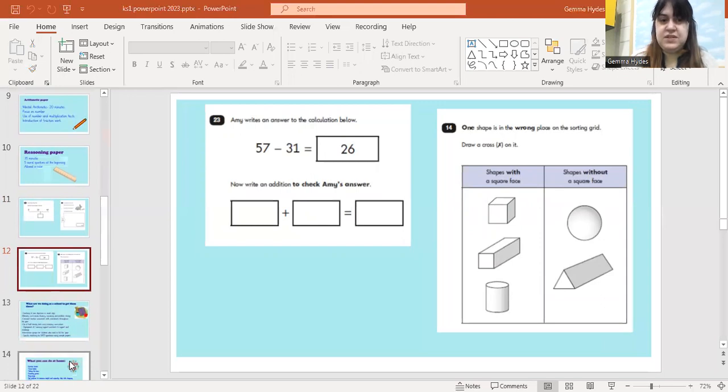Also, here is some more. So children are using the inverse on the question on the left-hand side, and right-hand side, they're using their knowledge of shape as well.